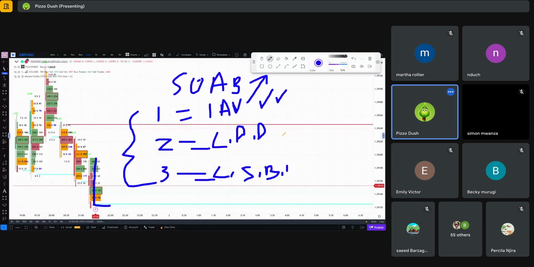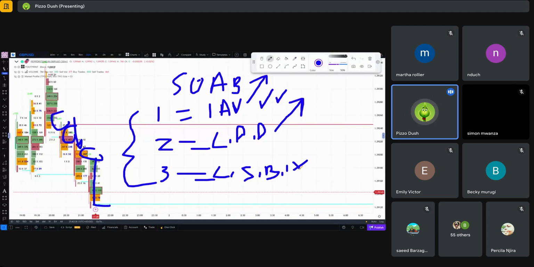Number 2, large positive delta. For the positive delta, we look here. I will tell you the reason why there is positive delta but price is going down. That's called absorption. There's a whole module dedicated to that. So what does large positive delta indicate? A bias of getting aggressive. So that's another characteristic of strong bias. And finally, number 3 is large stacked buy side imbalances.